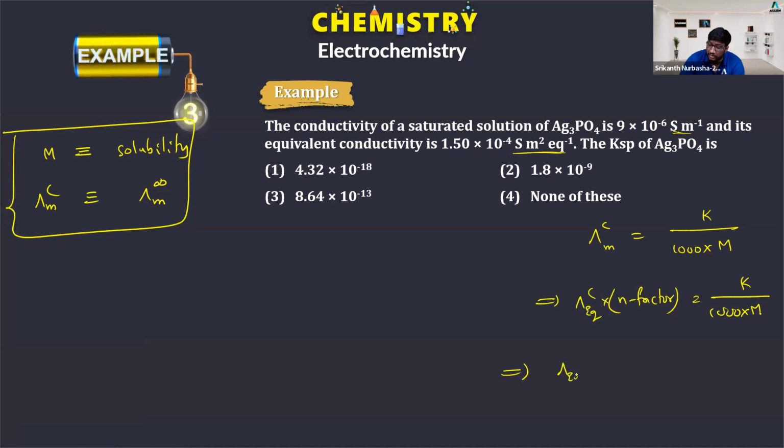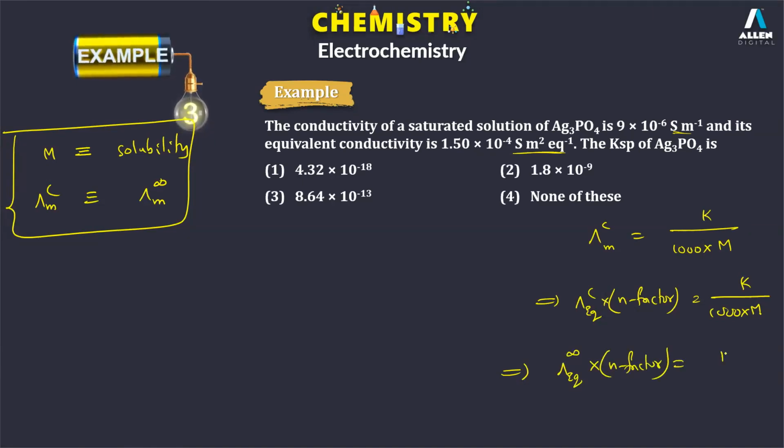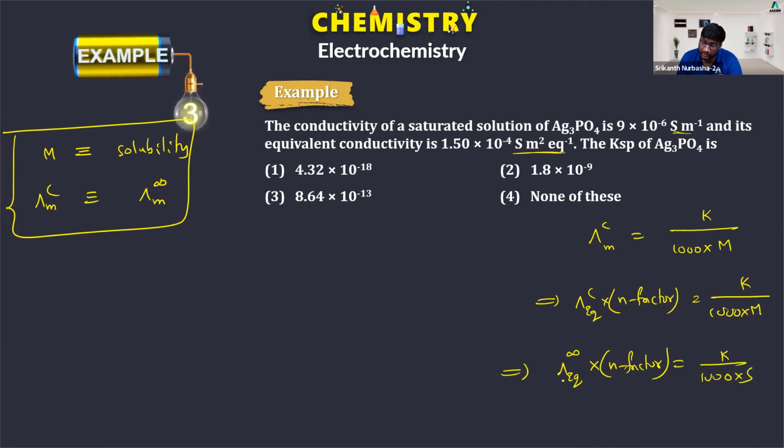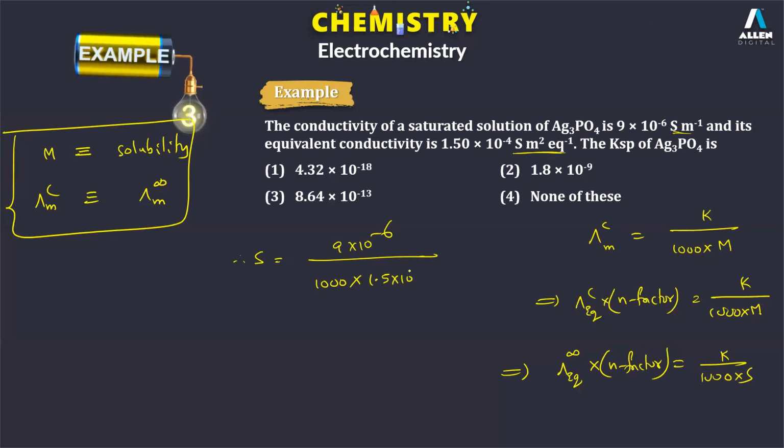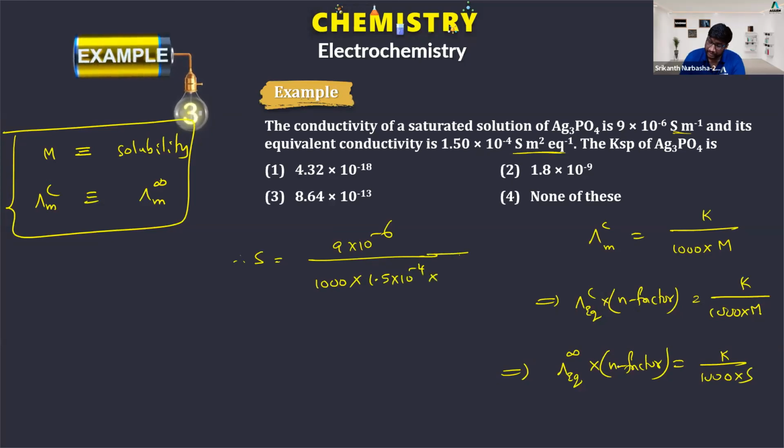Equivalent conductivity at infinite dilution into n factor is equal to K divided by 1000 into solubility. So what is the equivalent conductivity at infinite dilution? Solubility is equal to K. What is the K value? The conductivity of the saturated solution is given as 9 into 10 power minus 6, divided by 1000 into the equivalent conductance at infinite dilution, which is 1.5 into 10 power minus 4, into n factor.